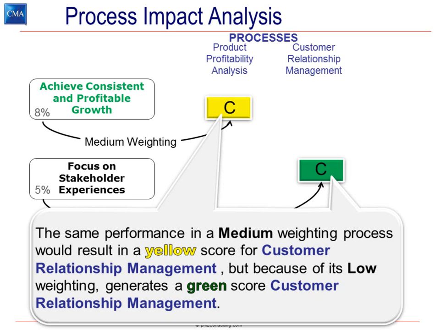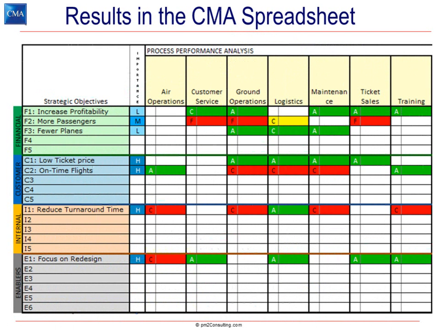Obviously, if we had a high-weighted objective, let's say 15 or 20%, that C, in fact, might make that indicator turn red. So in total, if we listed all our objectives down the left and all of our processes across the top, we can begin creating a matrix like this, which will help us identify which processes are meeting our strategic requirements and which ones are not.